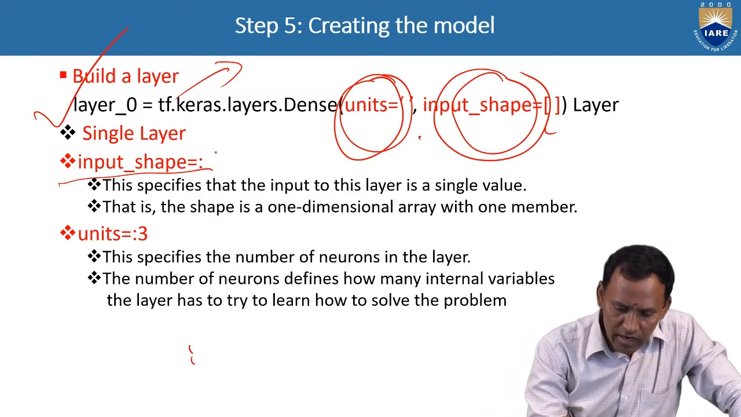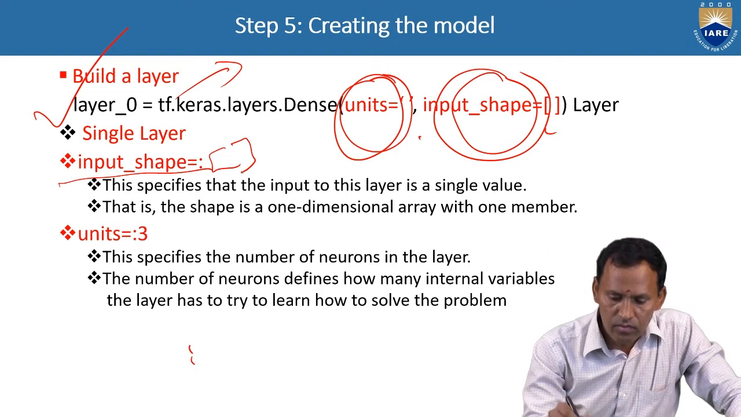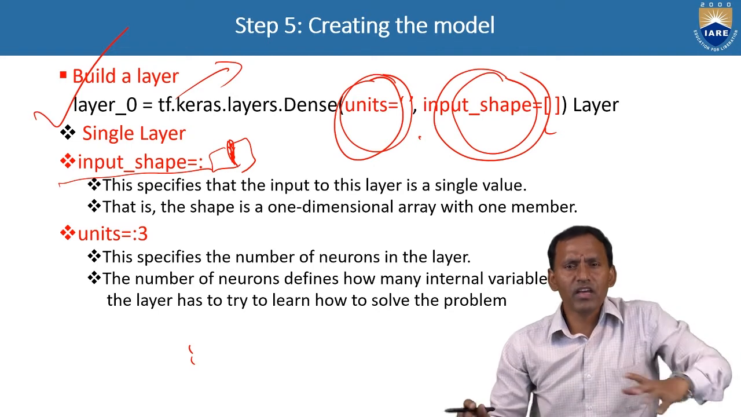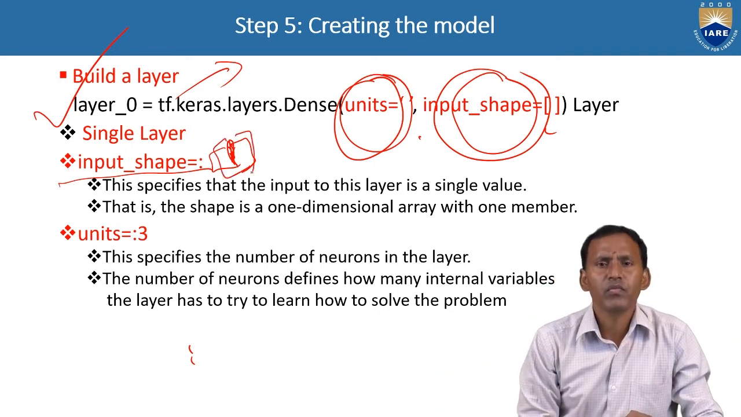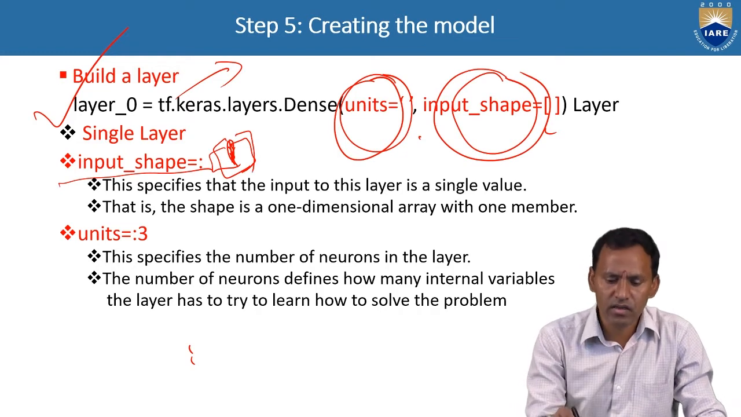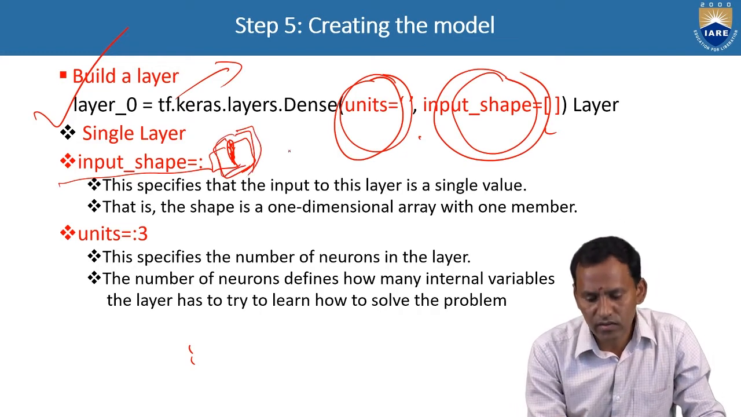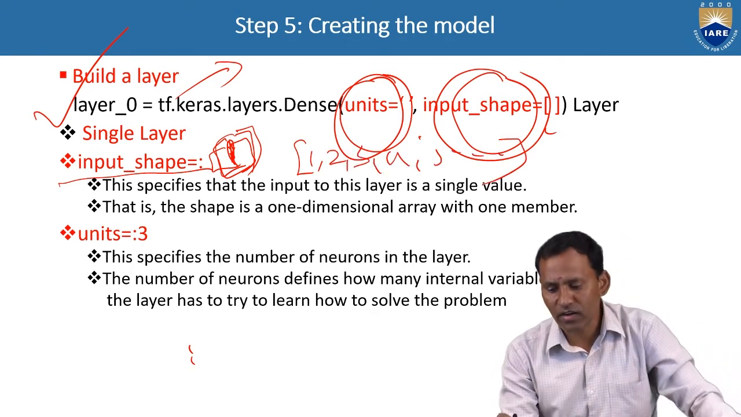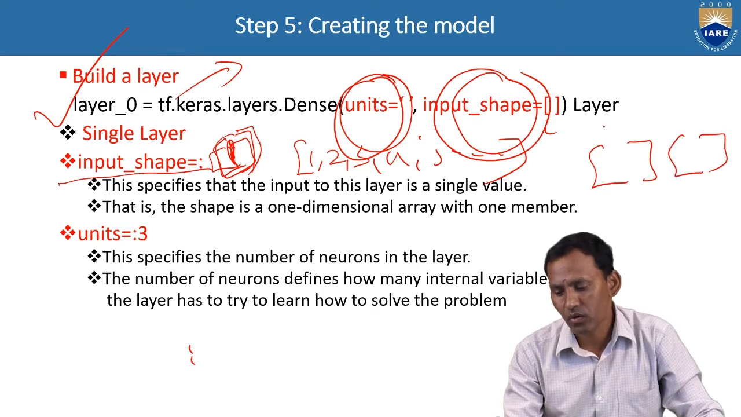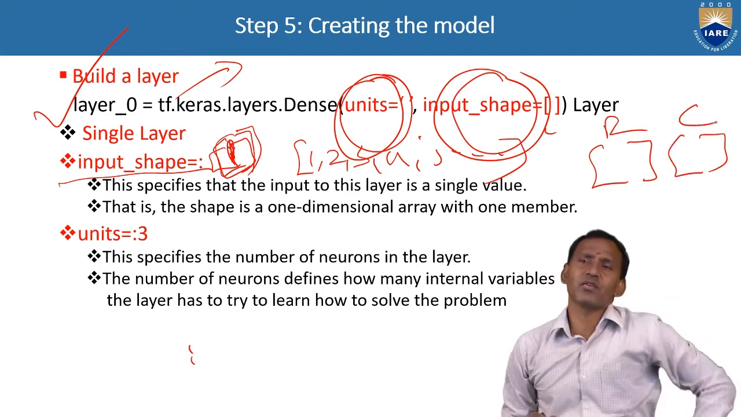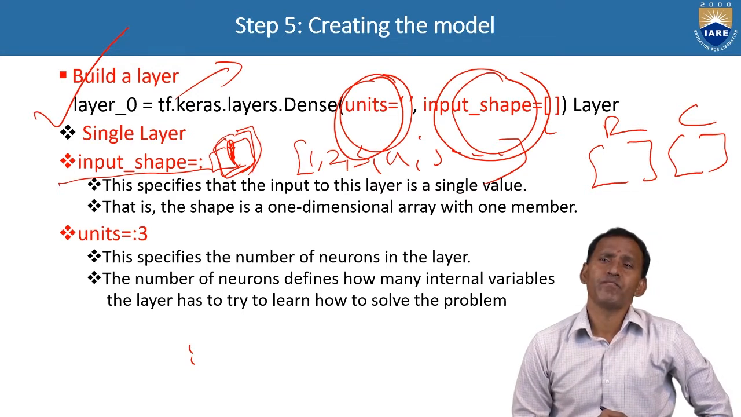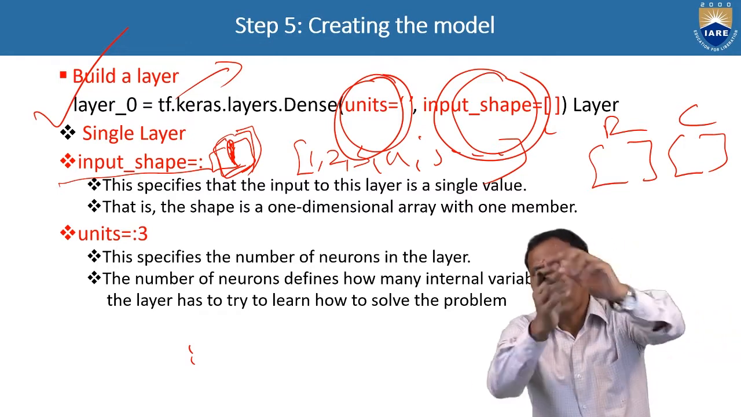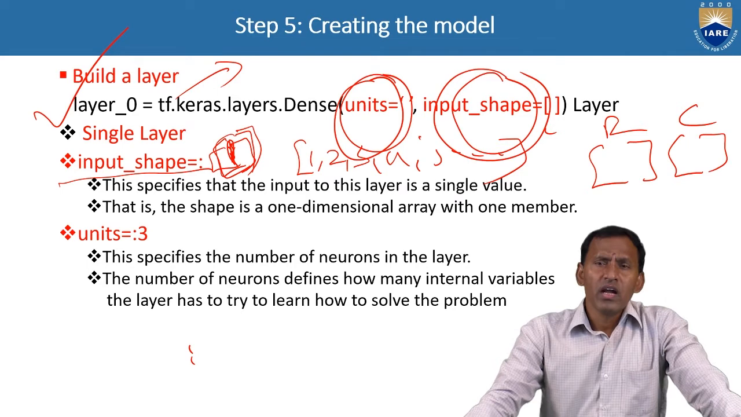So here the value 1 means only one value, a scalar value, is given. If you are giving multiple values, it is an array. If it is one dimension, there are multiple values like 1, 2, 3, 4 and so on. If it is multi-dimensional, we specify rows and columns, multiple rows and multiple columns. The shape indicates the dimension of the input array we are giving to the layer.